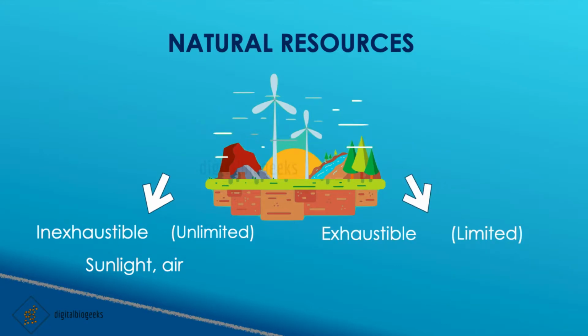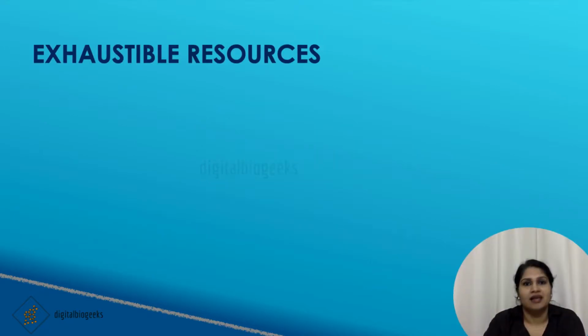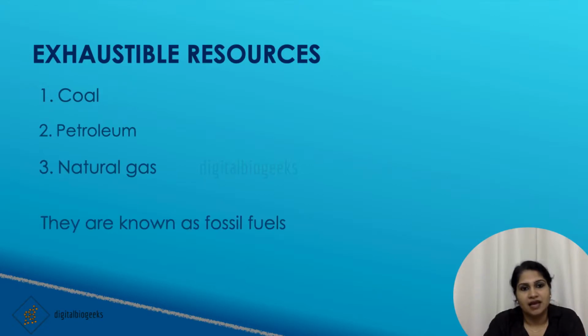Another one is exhaustible resources, that means they are limited. They will get finished by the use of man. Examples are coal, petroleum and natural gas. Let's go into details of exhaustible resources. Like we said earlier, the examples are coal, petroleum and natural gas. They are known as fossil fuels.